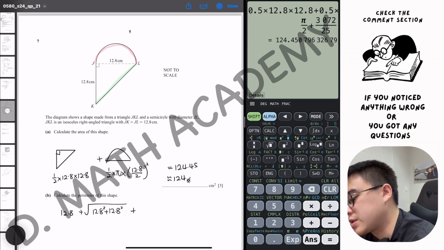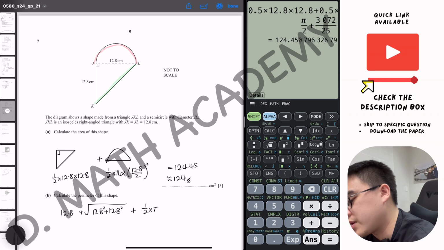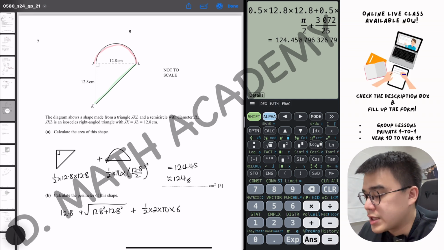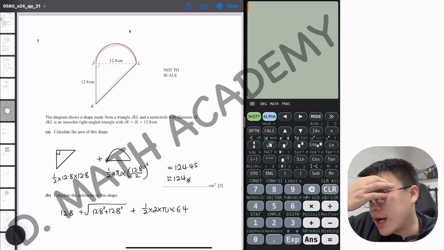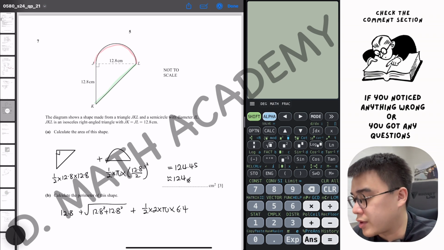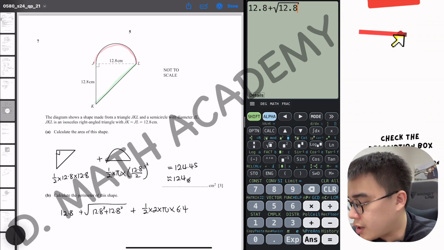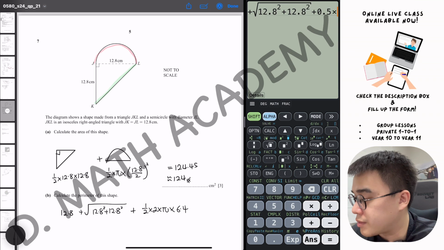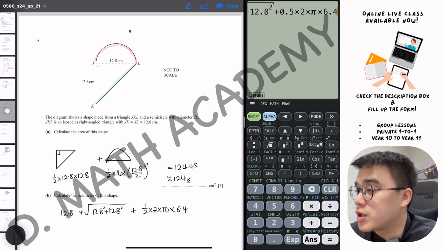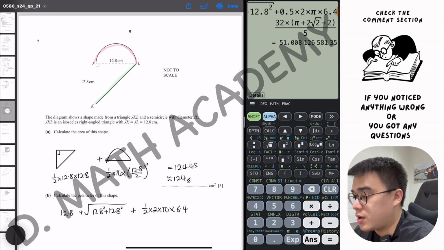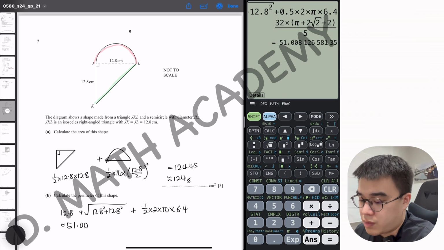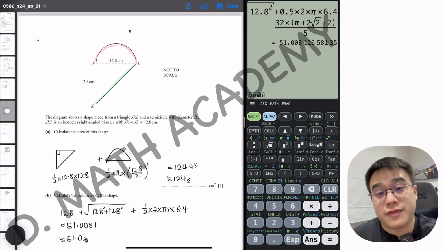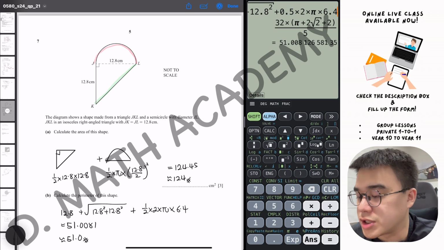And then the last one is basically 1 over 2 times pi times r. And the r turns out to be, again, 6.4. 6.4 is a product of dividing the 12.8 by 2. So just 12.8 plus the square root of 12.8 squared plus 12.8 squared plus 0.5 times 2 times pi times 6.4. The answer turns out to be 51.0081, which is approximately 51.0 if you round it to 3 significant figures. That's it for question 7.